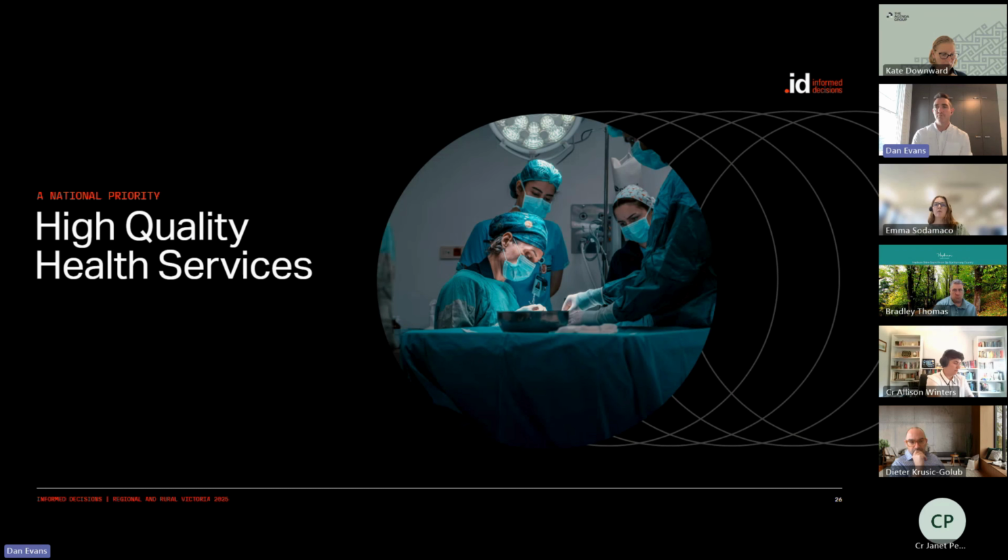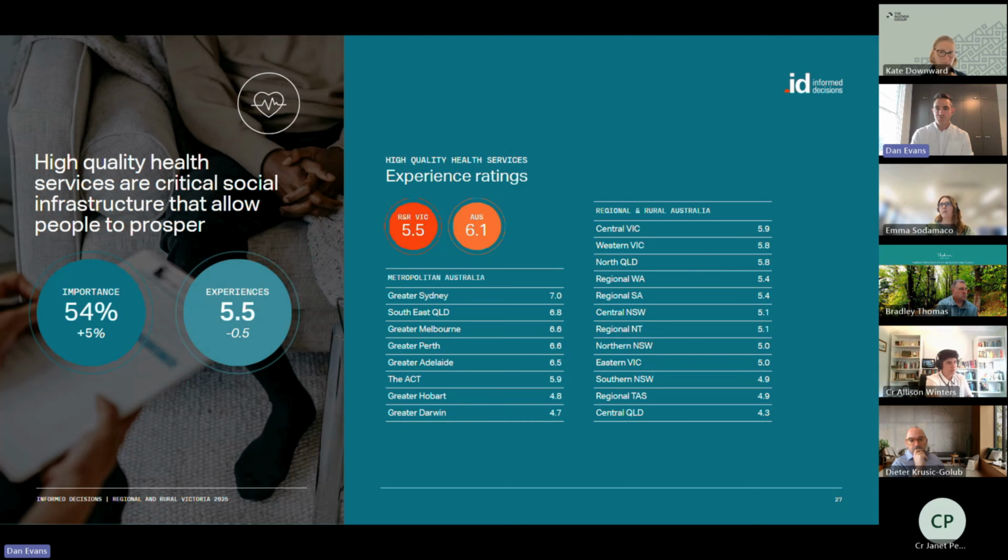The third and final thing I want to talk about today is high quality health services. Across regional and rural Victoria, 54% of the residents placed it as one of the things that contributes most towards making somewhere a good place to live. It was a little bit more important in 2025 compared to 2024, and they rated their local area experiences 5.5 out of 10. If we look over here, we can see that regional and rural Victorians reported poorer local area experiences for high quality health services compared to the average Australian.